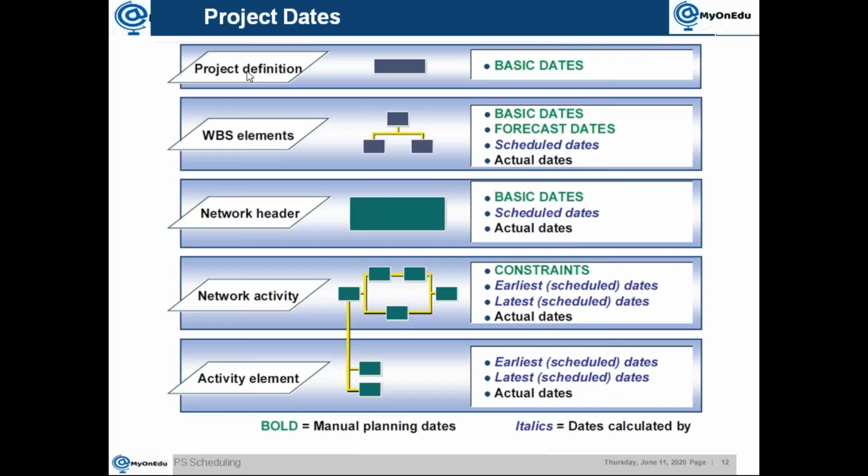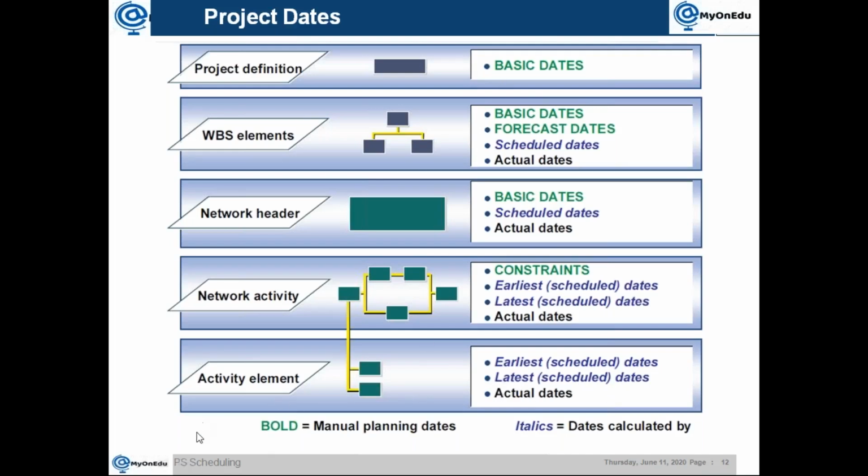For example, if you look at the project definition, then you have basic dates. Then WBS element, you have basic dates and forecast dates, scheduled dates and actual dates. When it comes to network header, we have basic dates, scheduled dates, actual dates. Then the network activity, there are constraints, earliest scheduled date, latest scheduled dates, and actual dates. Then for activity element, we have earliest scheduled date, latest scheduled date, and actual date.